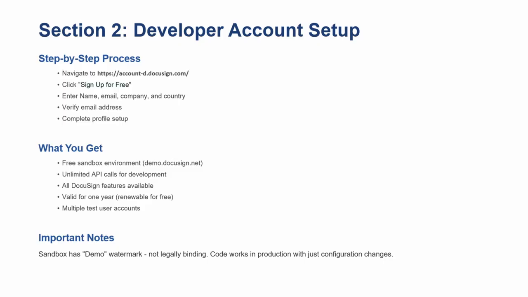To create a DocuSign developer account, navigate to the DocuSign developer portal and click on sign up for free. You will need to enter basic details such as your name, email, company, and country, and after verifying your email and phone number, complete your profile. This will complete your profile setup. Your developer account will be ready to use.